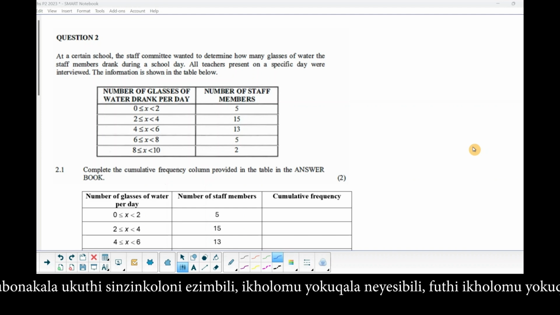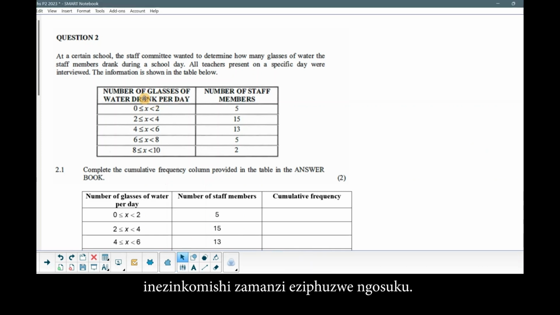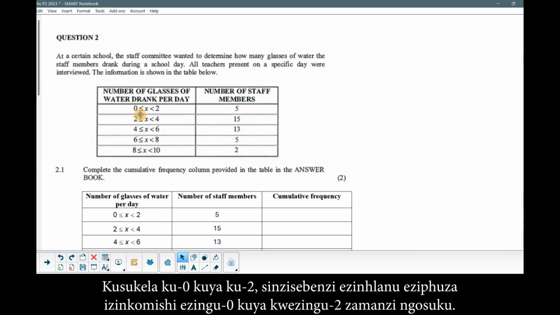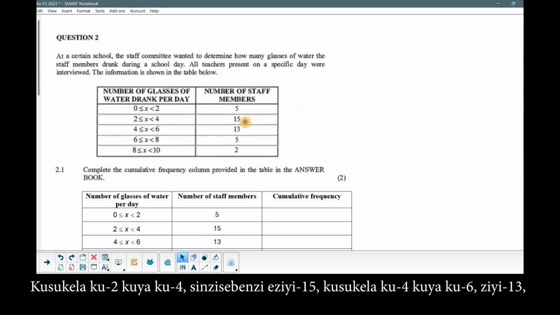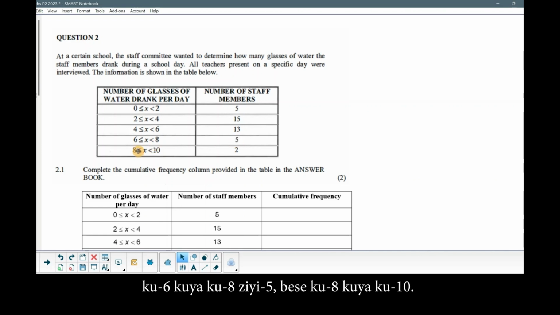What we seem to have is 2 columns, column 1 and column 2. And column 1 has the number of glasses of water drank per day. So from 0 to 2, we have 5 people who drink 0 to 2 glasses of water. From 2 to 4, we have 15. From 4 to 6, 13. 6 to 8, 5. And 8 to 10, 2.